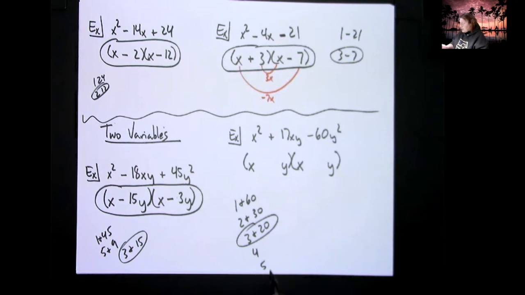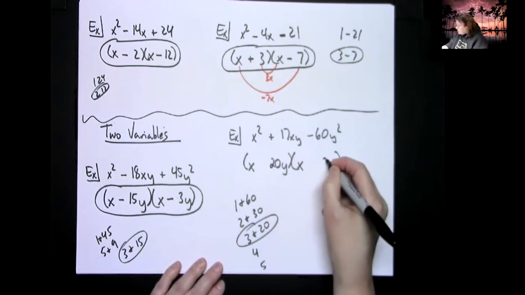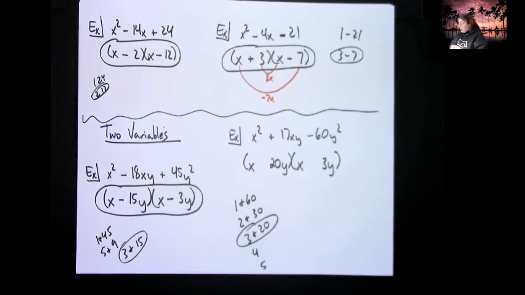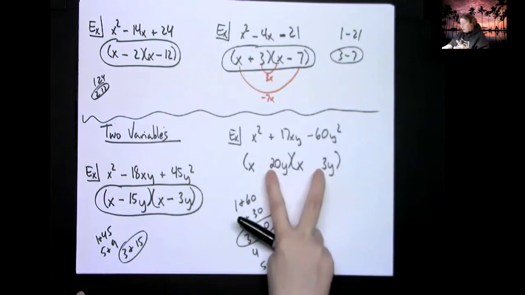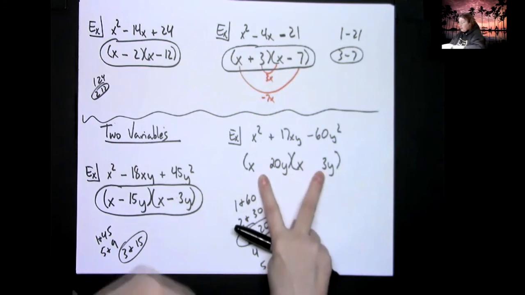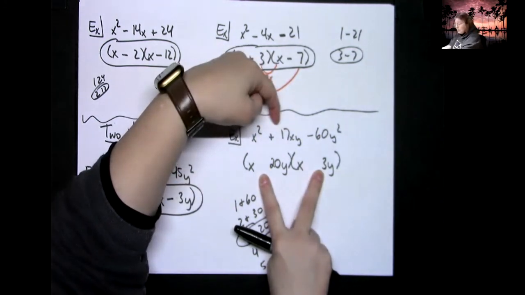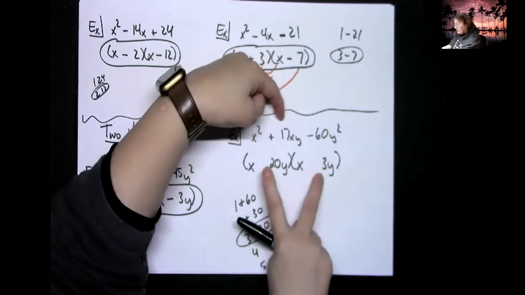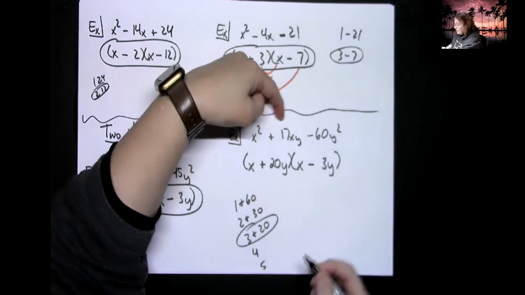Okay, so I know that it's got to be a 3 and a 20. Again, I don't care where we put them. We could put the 20 here. We could put the 3 here. It doesn't matter. Okay, now I need a negative 60, which means I need unlike signs. So these have to be opposite signs. And then which number gets the positive, which number gets the negative. Take a look at that middle term. It's a positive one. So it means my positive number down here needs the positive. So this has to be a positive and this has to be a minus.